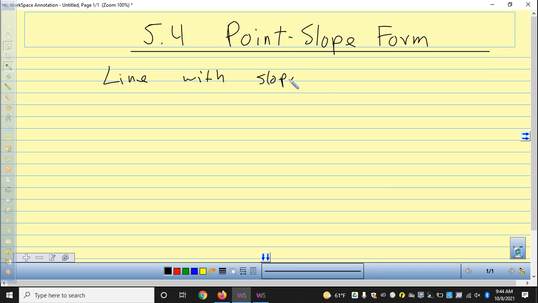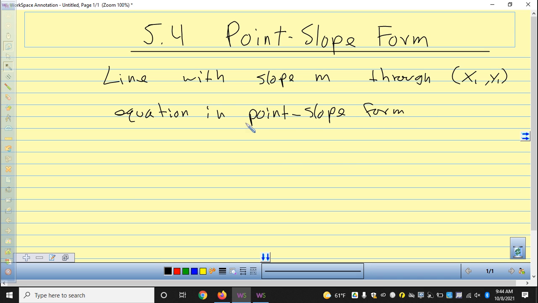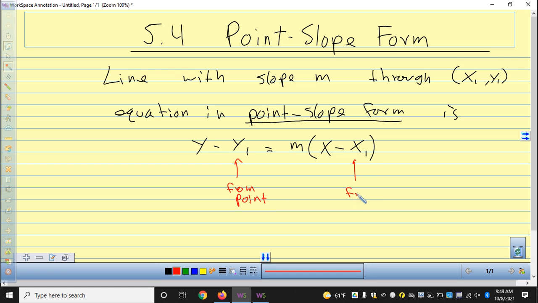A line with slope m goes through the point (x1, y1). So we know its slope, and we know it goes through a particular point. The equation in point-slope form is y minus y1 equals m times (x minus x1). The x1 and the y1 are from the point, and m is the slope.